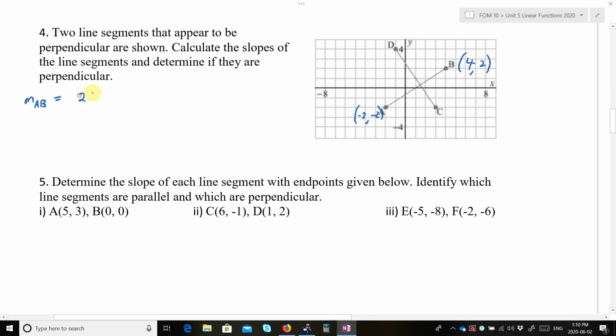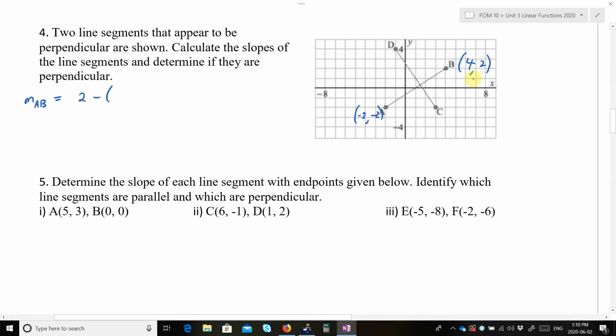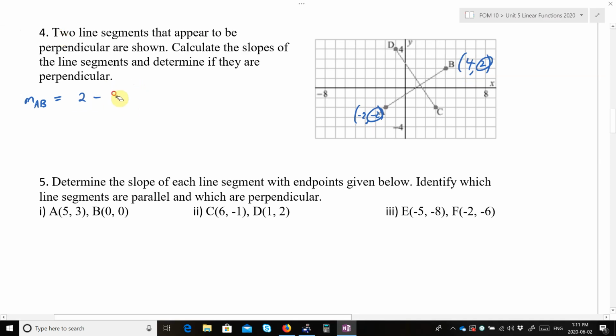So we would go y2 minus y1 divided by x2 minus x1. So 4 minus negative 2. Add the opposite, we get 4 over 6, which is 2/3.